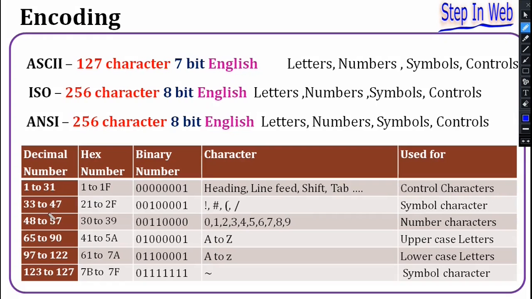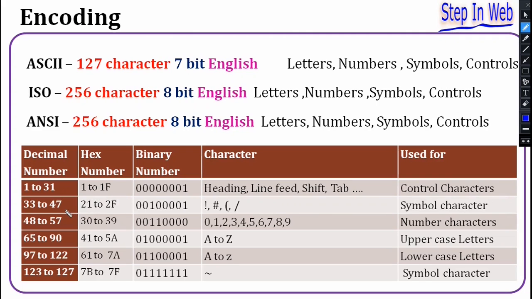In the table below, I have given some examples. The first column is a decimal number, the second column is a hexadecimal number, the third column is a binary number, the fourth column is a character, and the fifth column is the purpose of each number. They decided the decimal numbers 1 to 31 are used for the controls of computers, like heading, line feed, shift, tab, like that. The binary number will start from 00001, and the hex number will be 1 to 1F.